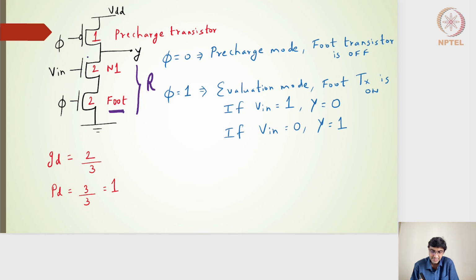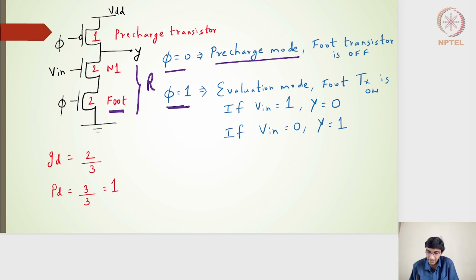These two transistors work similarly to the way we had seen previously. There is an additional foot transistor, and the input to this foot transistor is nothing but the clock which is provided to this PMOS transistor. So everything else remains the same. When phi is equal to 0, this is called the pre-charge mode. The foot transistor will be off, this PMOS will be on, and the output will be charged to VDD, or logic level high.